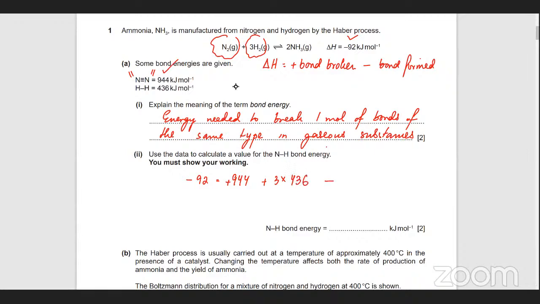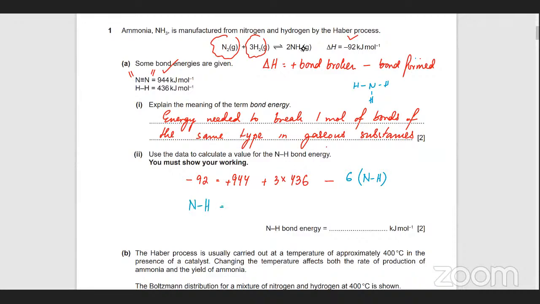And then bonds formed. How many bonds are being formed? So that's 2 NH3 molecules. If you look at an NH3 molecule, it has 3 NH bonds. And since there are 2 of them, you're basically trying to make 6 NH bonds. And that's exothermic. So therefore the sign is going to be negative. Make NH the subject of the equation. Can anyone try and do the calculation?